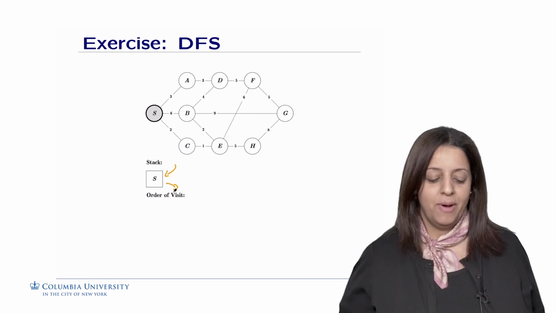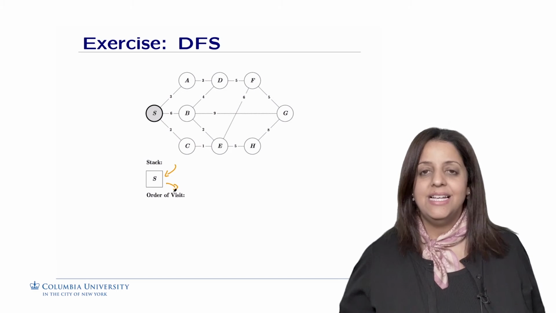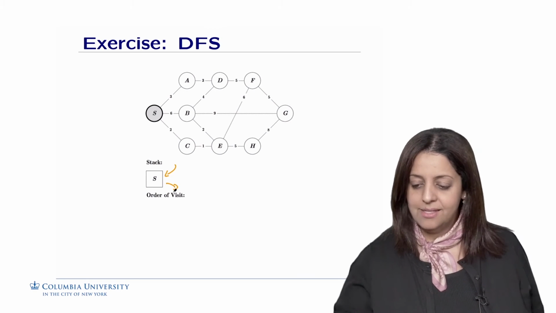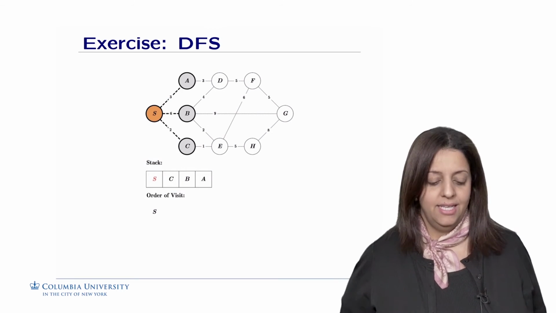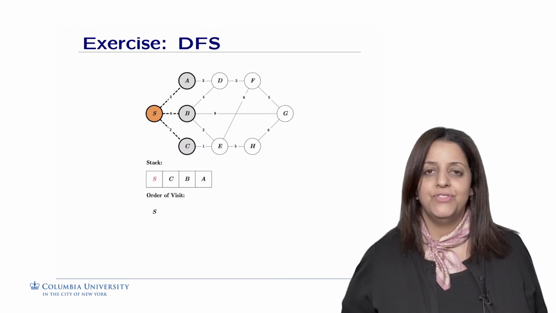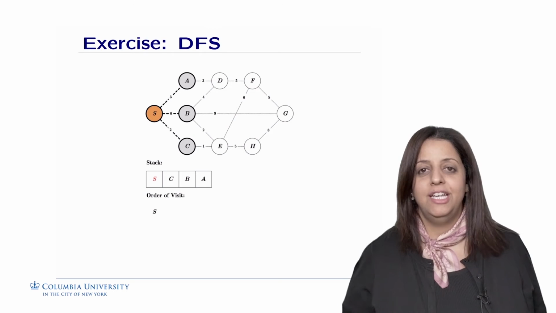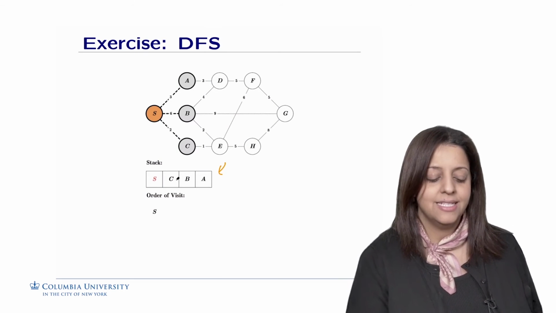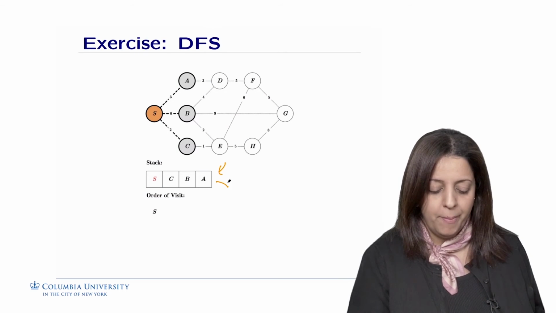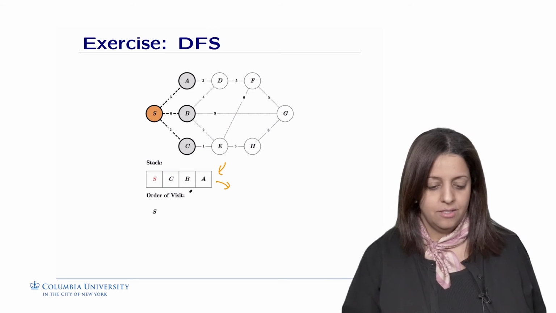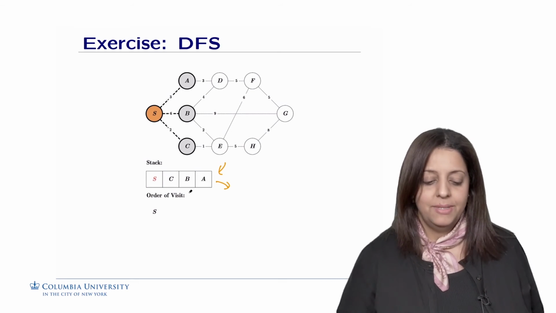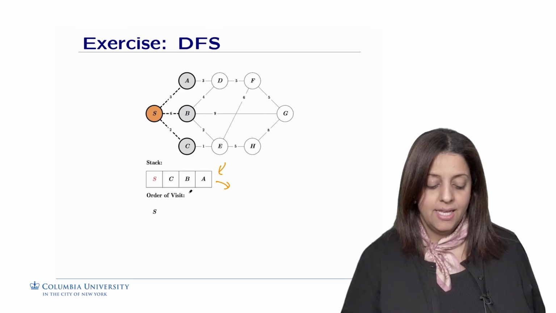The first step, once we pop S, we're going to add S's children to the stack. So we're going to push the elements A, B, C in the stack, but we're going to do that in reverse lexicographic order. The main reason is that we want to pop them out in lexicographic order. So we're going to push them as C, B, A, and we're going to pop them out as A, B, C. That's the trick.